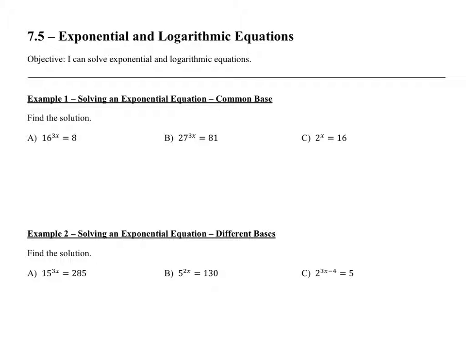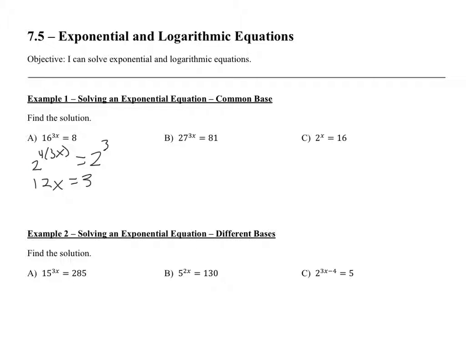So if I look at 16 and 8, both of those I should know have a base of 2. So I can rewrite 16. 16 is the same thing as 2 to the 4th, and that is still going to be times that 3x right there. And 8 is written as 2 to the 3rd. Since those two bases are the same now, I can do the 4 times 3, so I have 12x would be equal to 3.